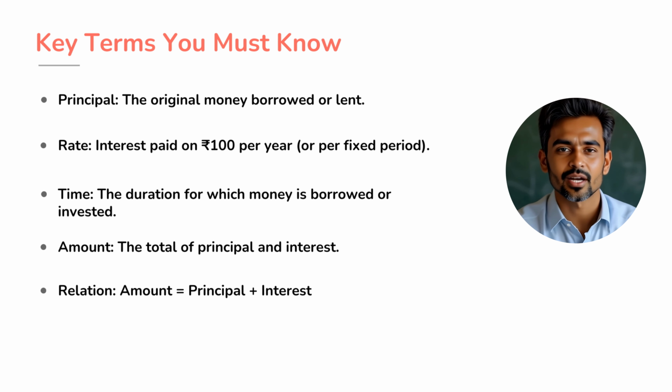Principal is the original amount of money that is either lent or borrowed. Rate is the interest paid on every 100 rupees in a fixed time period, usually per year. Time is the duration for which the money is lent, borrowed, or invested. Amount is the total sum to be repaid or received. We write that as amount equals principal plus interest. These terms appear in both simple and compound interest problems, so understanding them clearly is essential.